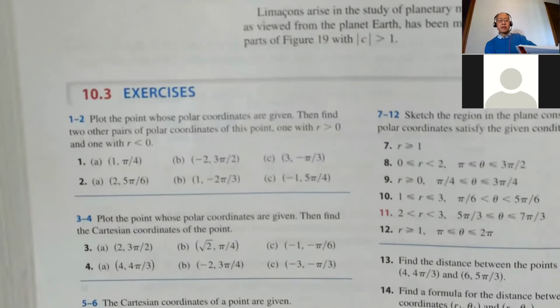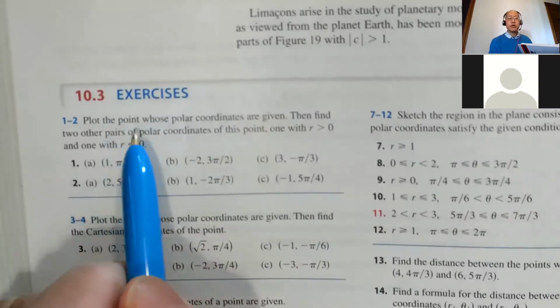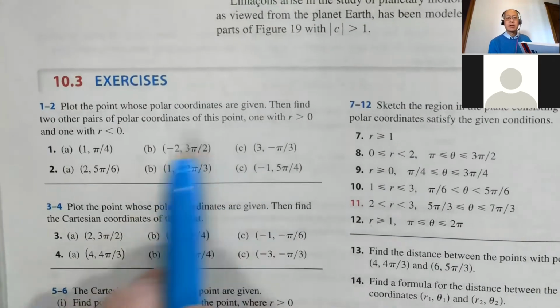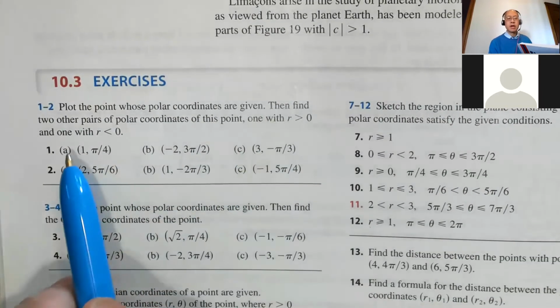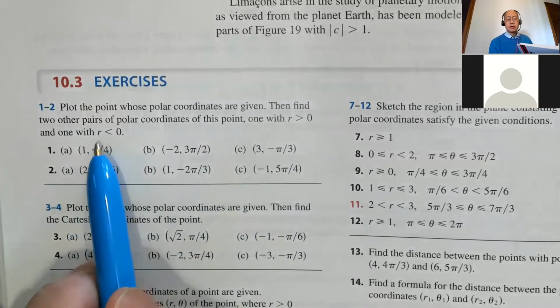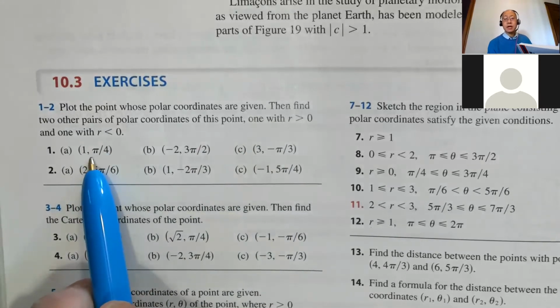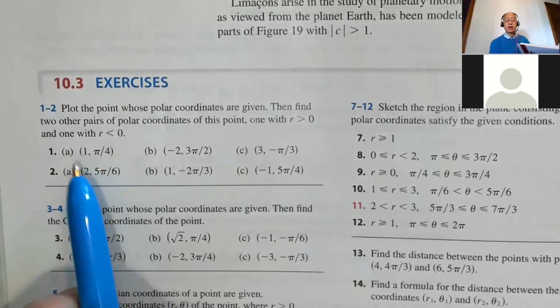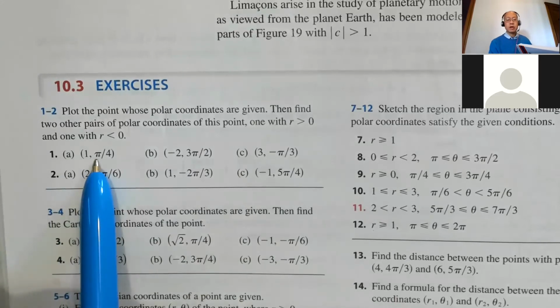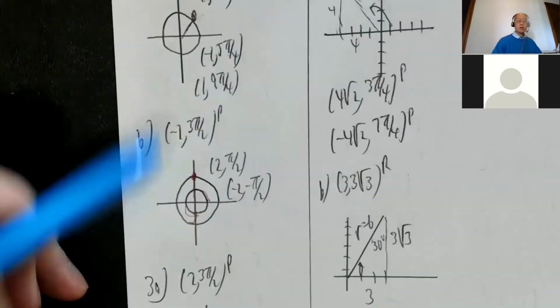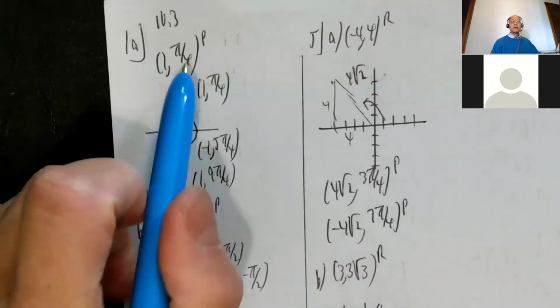Okay, and just to whet your appetite as to where we're headed: plot the point whose polar coordinates are given, then find two other pairs of polar coordinates of this point, one with r greater than 0, and one with r less than 0. Okay, so let me just show you one of them, then I'll stop, because I'm running out of time in about 6 minutes anyway. Okay. So number 1a, (1, pi over 4). Let me just show you what's going to be happening.